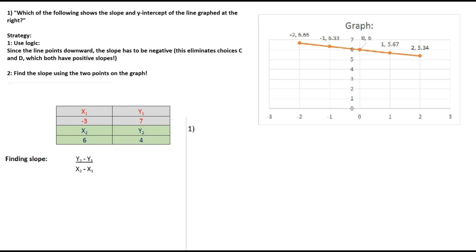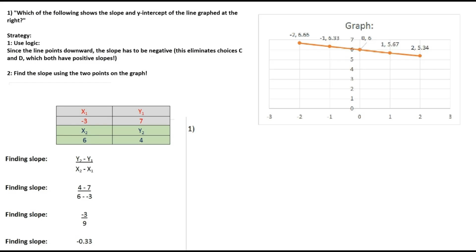If we're going to find slope, it's always rise over run. So it's y sub 2 minus y sub 1 over x sub 2 minus x sub 1. So how does that look? 4 minus 7 divided by 6 minus -3. If we solve that, that becomes -3 at the top, that's 4 minus 7, and 6 minus -3 becomes positive 9. And -3 over 9 is a slope of -1/3 or -0.33.